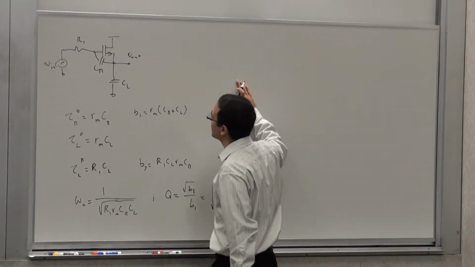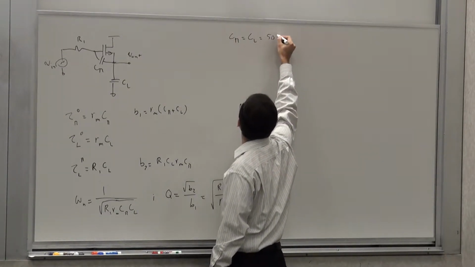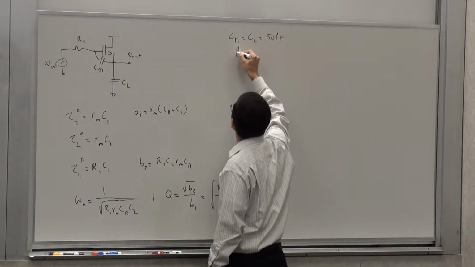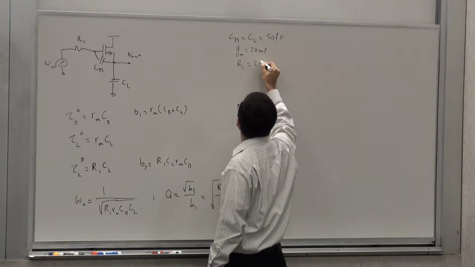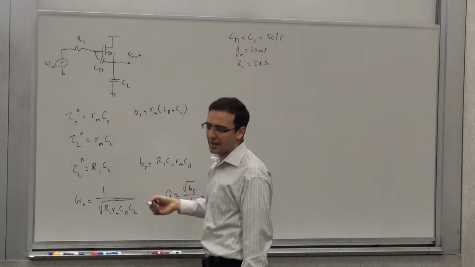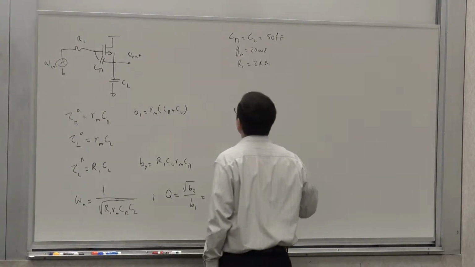So let's assume that C pi and CL are each 50 femtofarads. And let's assume that Gm is 20 millisiemens. And R1 is 2 kilo ohms. I think those are the numbers we had in our example. Okay? So let's see what happens.